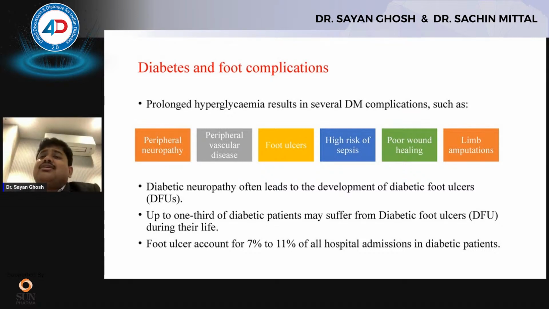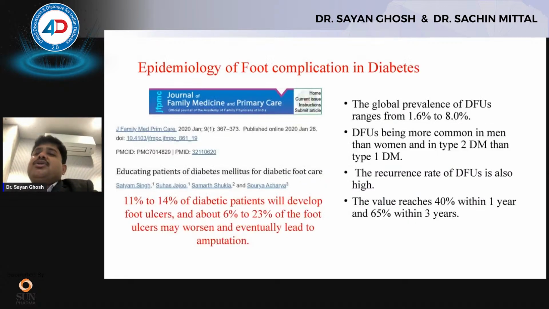Up to one third of diabetic patients may suffer from a diabetic foot ulcer. This is not a small number. This is a very big number of patients having some diabetic foot related problem. Now, this is the prevalence. I have already told that 11 to 14% of diabetic patients will develop foot ulcers, and 6 to 23% of the foot ulcers may worsen and eventually lead to amputations.